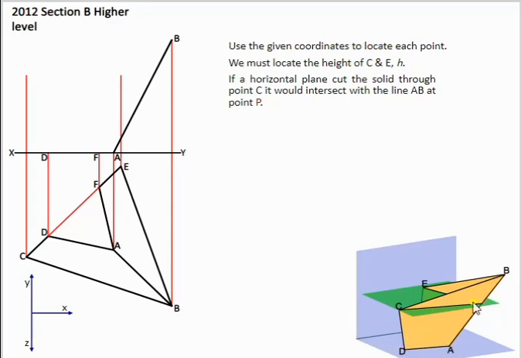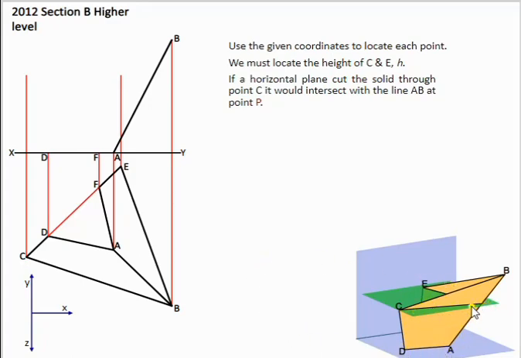AD. So this is parallel to AD because they're both on the same surface. Imagine if we grab this cutting plane and slide it all the way down, we'd have parallel lines all the way down, and they would be parallel to AD.